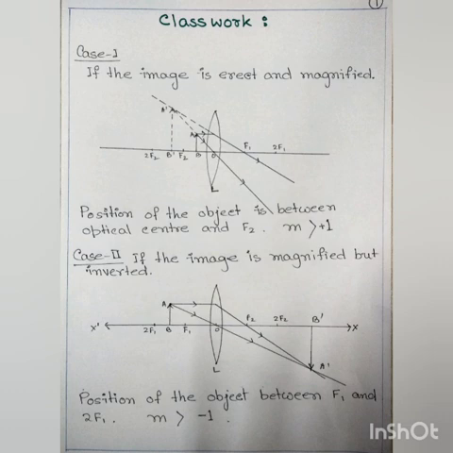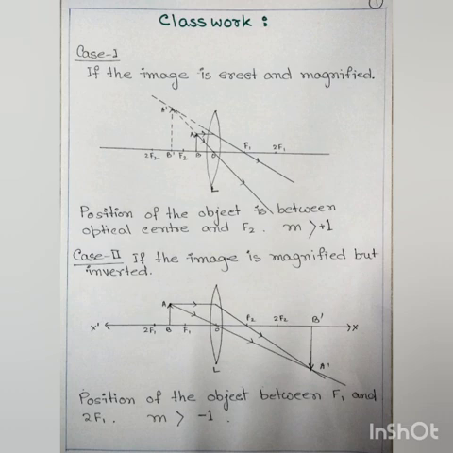So let us consider the first case where the image is erect and magnified. We know if the position of the object is between optical center and f2 of the convex lens, then the image will be magnified but erect. Clear? And magnification will be greater than +1, as both h and h prime are positive here. Magnification will be greater than +1.